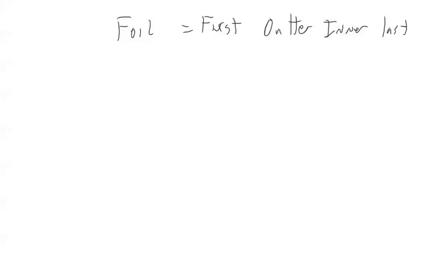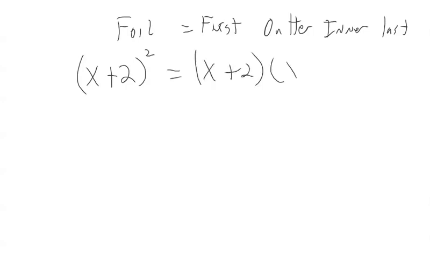A lot of you have maybe seen foiling before, right? FOIL, which was first, outer, inner, last. So if I have something like x plus 2 quantity squared, that's the same as x plus 2 times x plus 2, right?